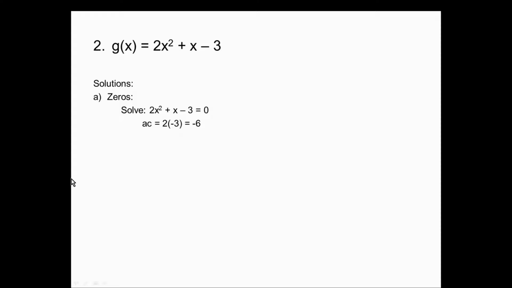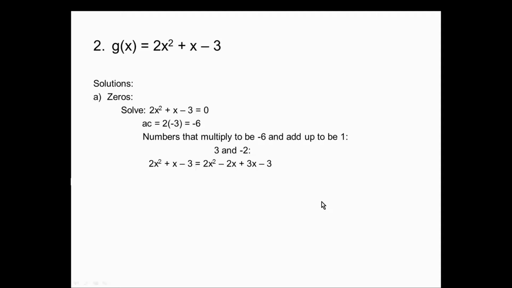So a times c is 2 times negative 3. I get negative 6. So I want numbers whose product is negative 6 and whose sum is positive 1. So we can make a little list, but it's 3 and negative 2. So to split the middle term, I've got 2x squared plus x minus 3 is 2x squared minus 2x plus 3x minus 3. Okay, put the 2's together, the 3's together. Now I do my grouping.